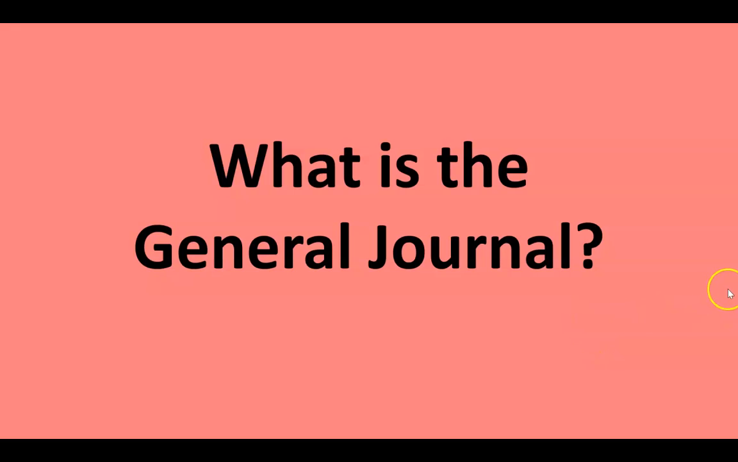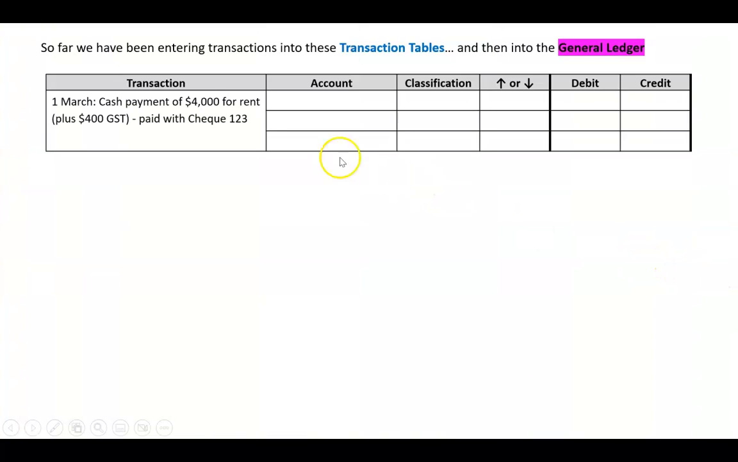Starting in this chapter, we're going to need to use something called the general journal. What we've been doing so far is recording transactions in these tables, and they don't really have a name, we just sort of made them up, but they're called transaction tables, and then into the general ledger. So a transaction like this, cash payment of $4,000 for rent plus GST, paid with check 123, we've been putting it in this table first.